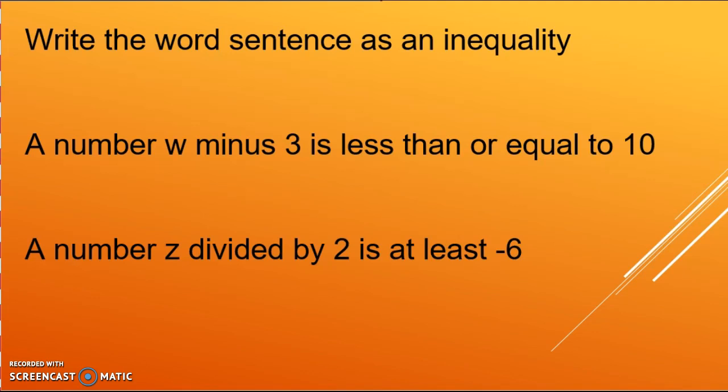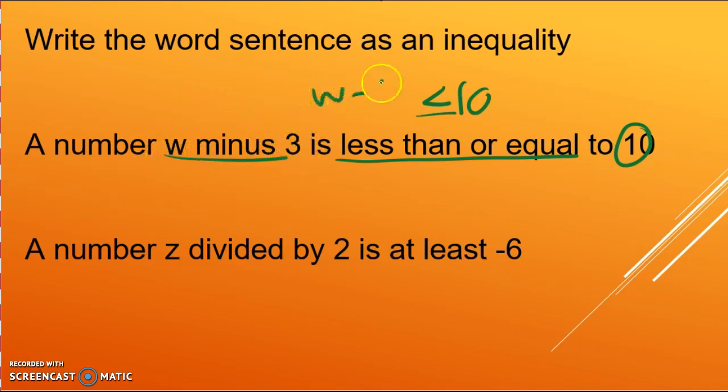So what we're going to do is underline our less than or equal, because that's going to tell us our sign. So we know that our sign needs to be a less than or equal to sign. Then on the right hand side we have this 10, so we're going to put that over here. And then on the left side we get w minus 3. Remember, whenever it is subtraction, you need to make sure that the order is in the right way. So you need to make sure that you have w minus 3. So this would be your sentence.